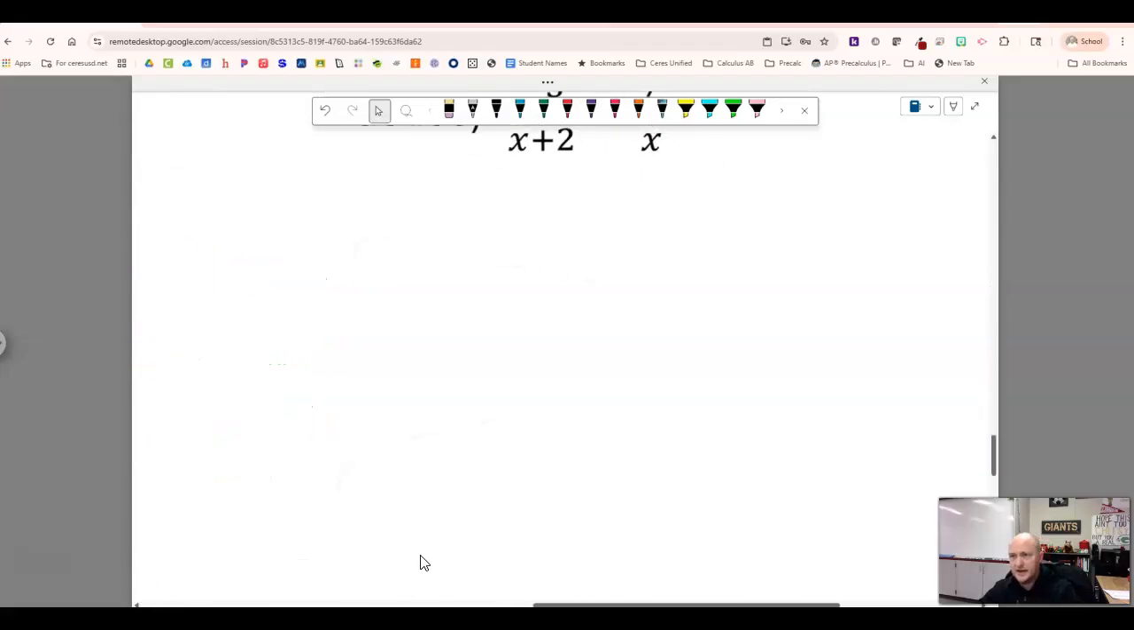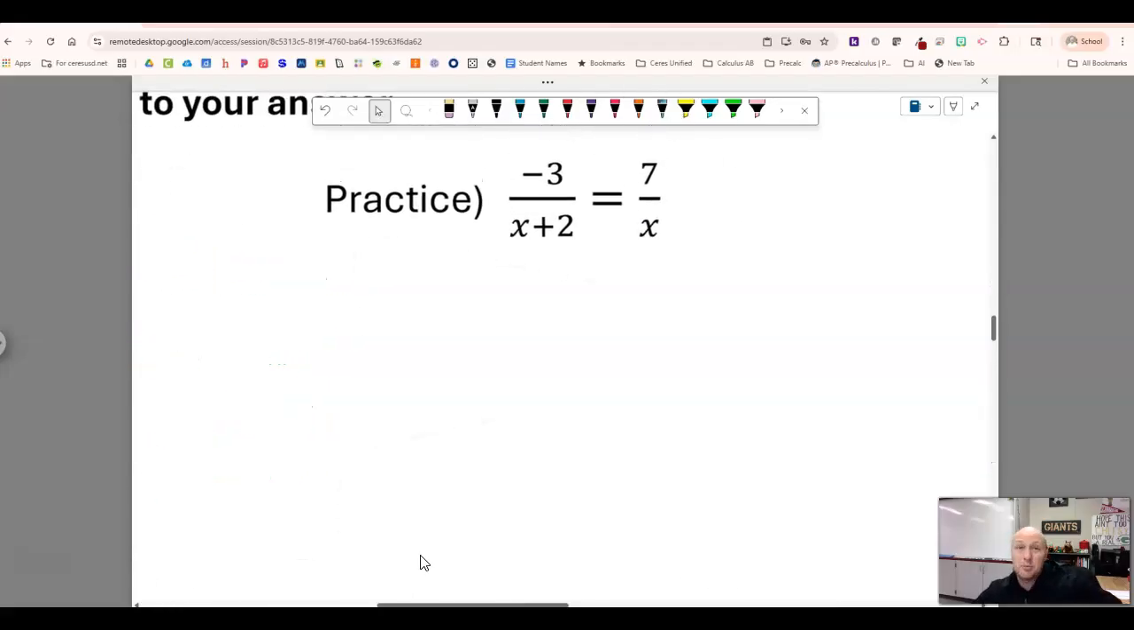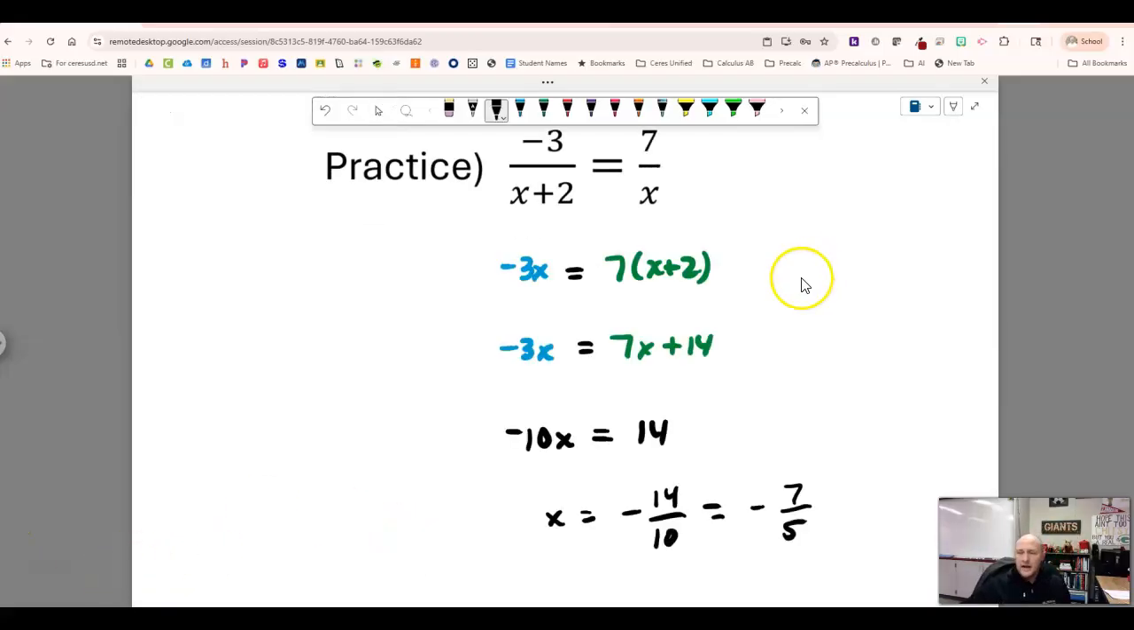Let's go ahead and look at this practice problem. Again, a practice problem. Pause me. Try this example. Okay, I got negative 7/5. Is that what you got? You had to cross multiply, distribute, and you get 7x plus 14.